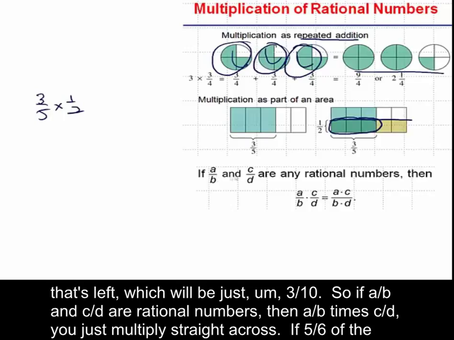So if A over B and C over D are rational numbers, then A over B times C over D, you just multiply straight across.